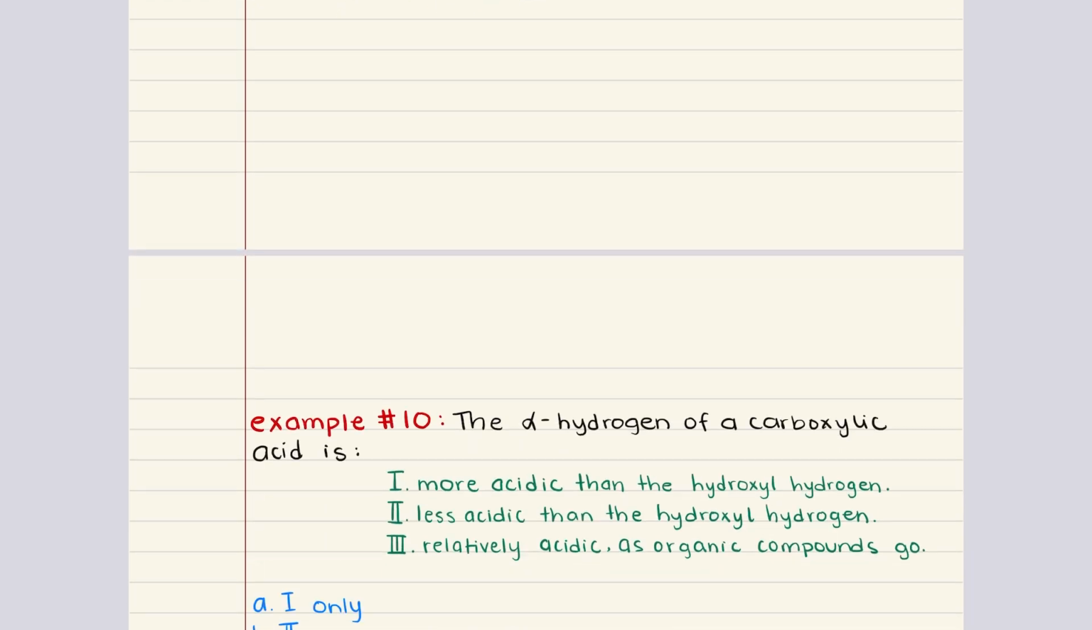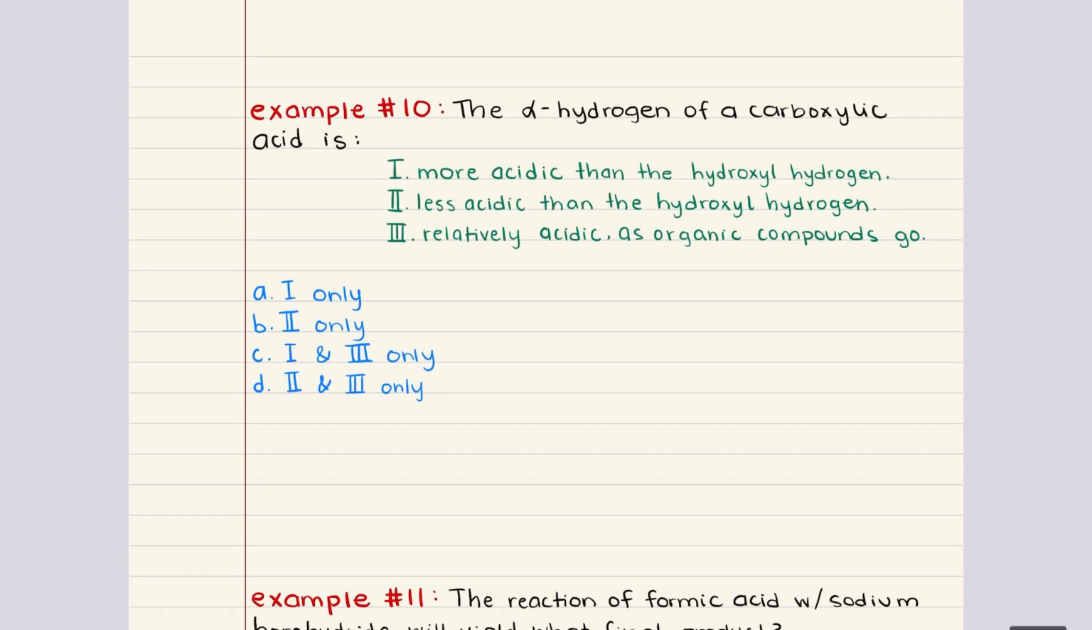Moving on to problem 10. 10 says the alpha hydrogen of a carboxylic acid is blank. Let's go through each statement one by one, keeping in mind that the alpha hydrogen is the hydrogen attached to the carbon atom directly next to the carbonyl carbon. This is different from the hydroxyl hydrogen, which is the hydrogen attached to the oxygen atom in the carboxyl group.